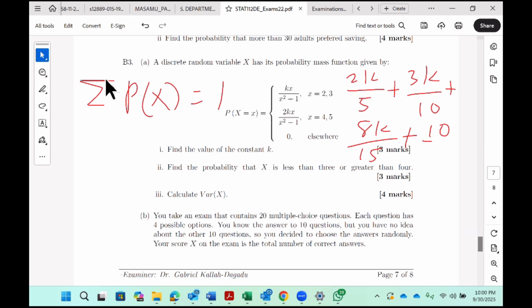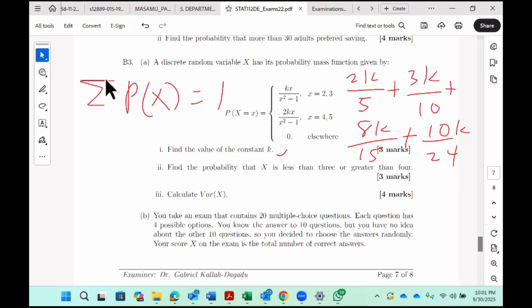So you add this plus this plus this plus this equals 1. Then you solve for K. So you add 2K over 5 plus 3K over 10 plus 8K over 15 plus 10K over 24, all equals 1. With that, we can get a value of K. Then, if you get it, substitute the value of K into this to get your new probability mass function.